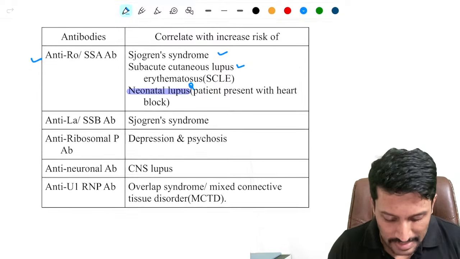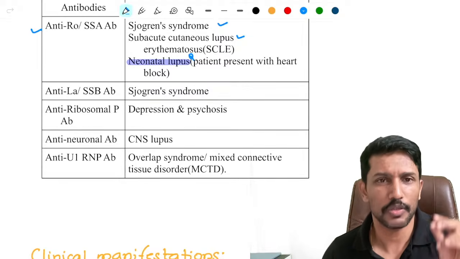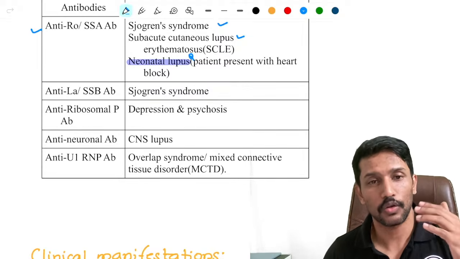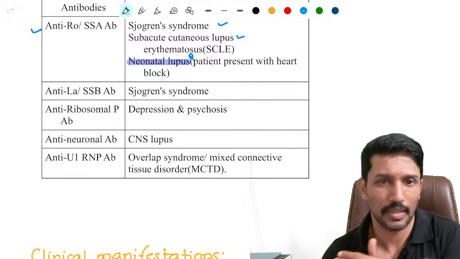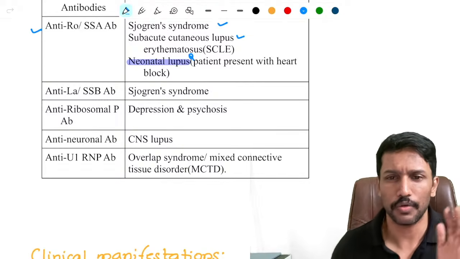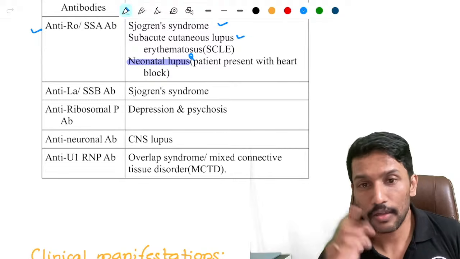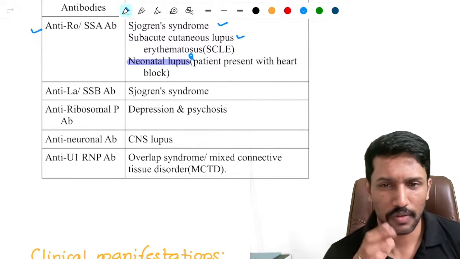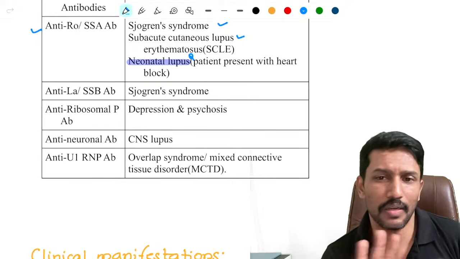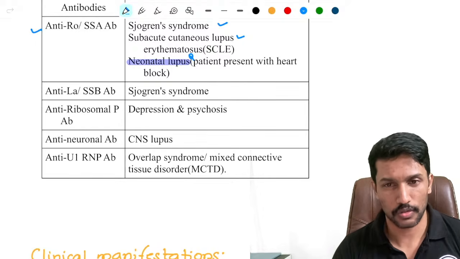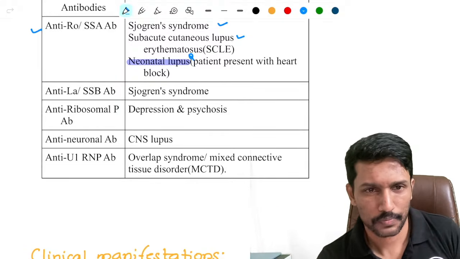And then anti-La or SSB, which also correlates with Sjogren's. The only difference between anti-Rho and anti-La is anti-Rho, in addition to Sjogren's risk, is also associated with risk of neonatal lupus. SSB does not correlate with the risk of neonatal lupus. So let us say I have a pregnant woman with anti-Rho negative, but anti-La is positive. She may develop Sjogren's syndrome with the dryness of the eyes and all that, but she will not likely transfer these antibodies to the growing fetus, and the chances of neonatal lupus is low.